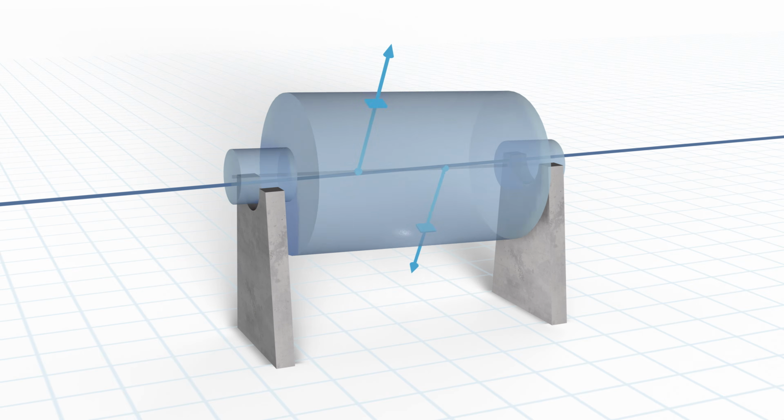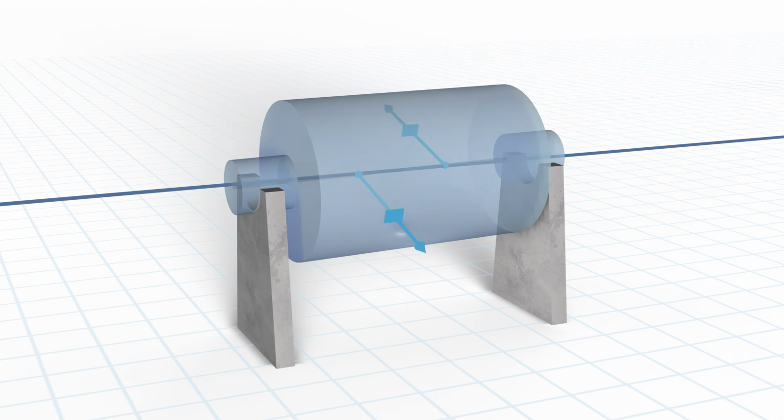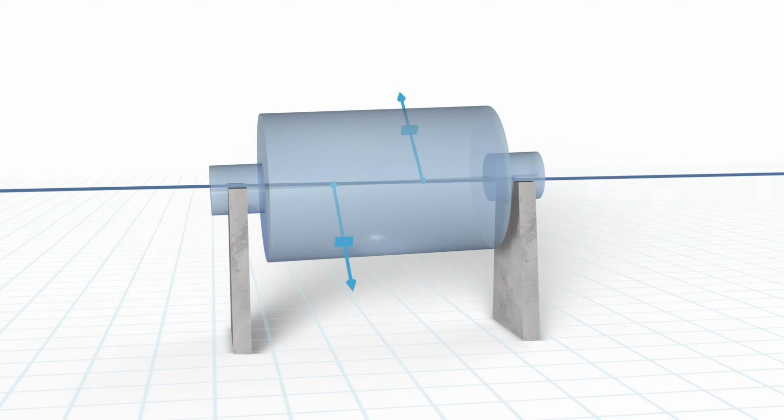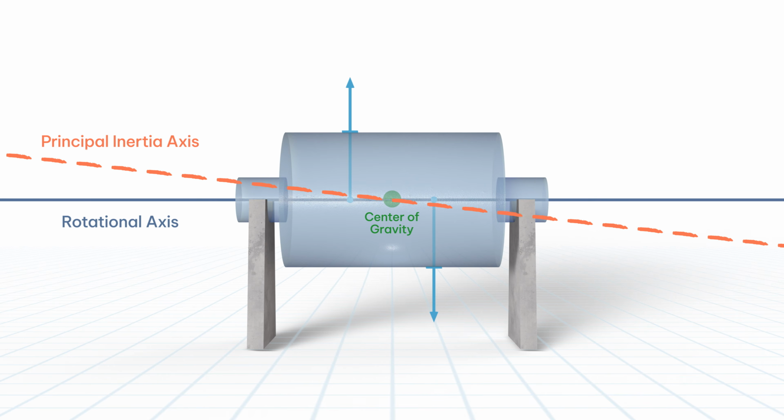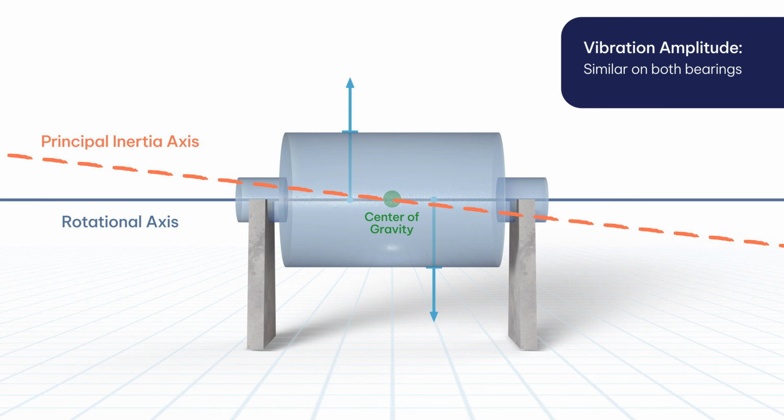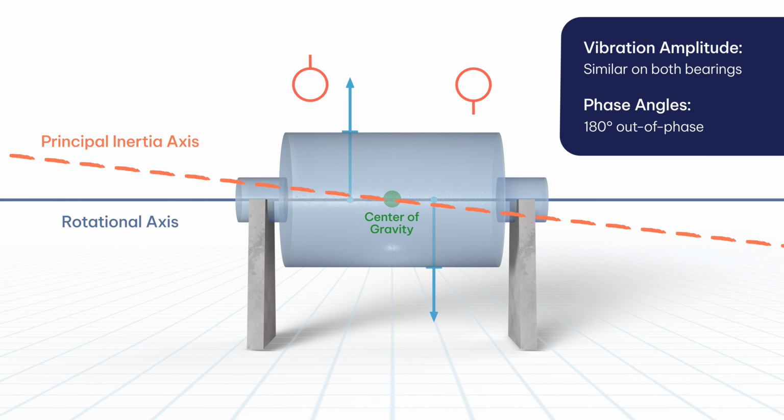Couple unbalance occurs when the principal inertia axis is displaced from the rotational axis and the axes intersect at the center of gravity. The two axes are not parallel, but the rotor is statically balanced. The vibration amplitude will be similar on both bearings, but 180 degrees out of phase across the machine.